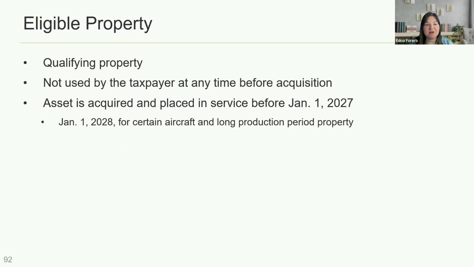So eligible property is going to be qualifying property that is not used by the taxpayer at any time before acquisition. And the assets are acquired and placed in service before January 1 of 2027, or January 1, 2028, for certain aircraft and long production period property. We may not have that, but if you do have that, then it is considered eligible property.